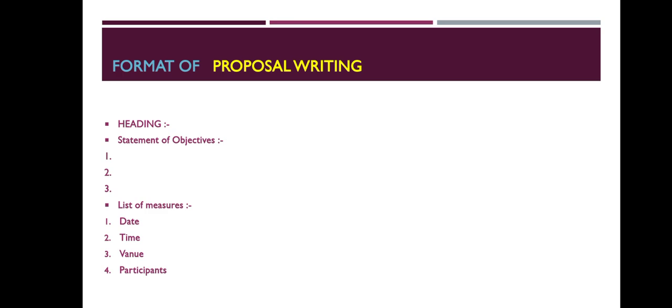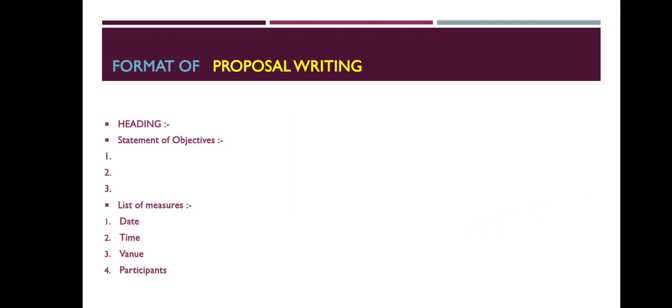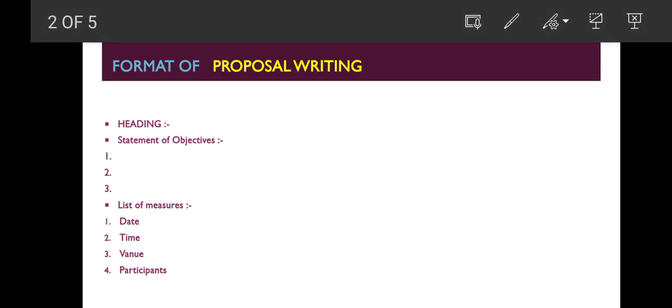The marks are allotted on the main points like the heading, statement of objectives, and the list of measures. Then you would have the budgetary requirements if you have any, and your name and position, like head boy or head girl, and your school. So let's see the format of proposal writing.